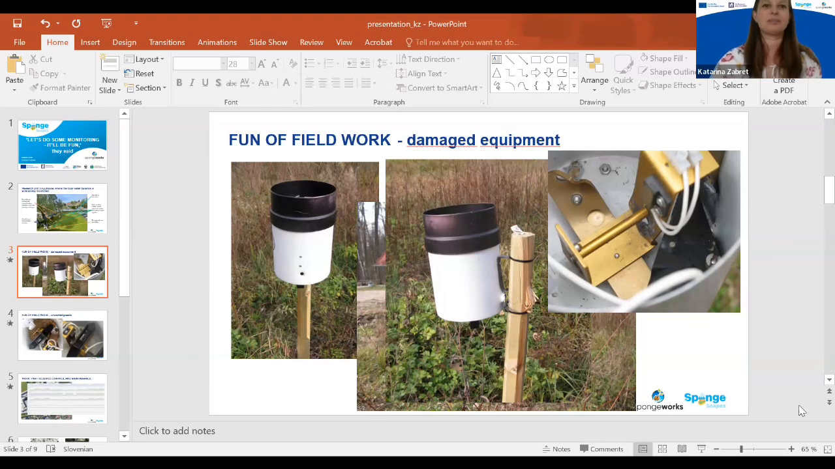So here on the picture is a classic tipping bucket rain gauge, quite a standard equipment to measure rainfall. Maybe you already noticed that there's something wrong with this.